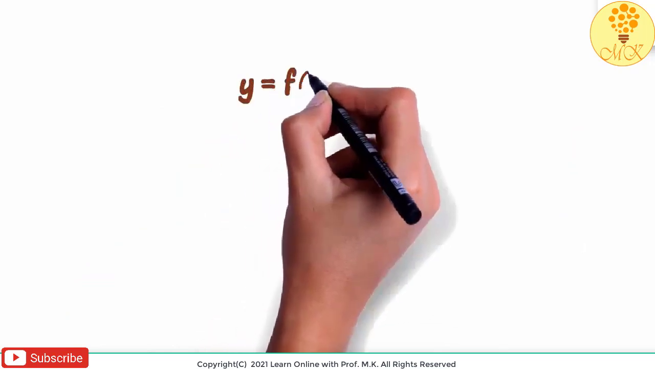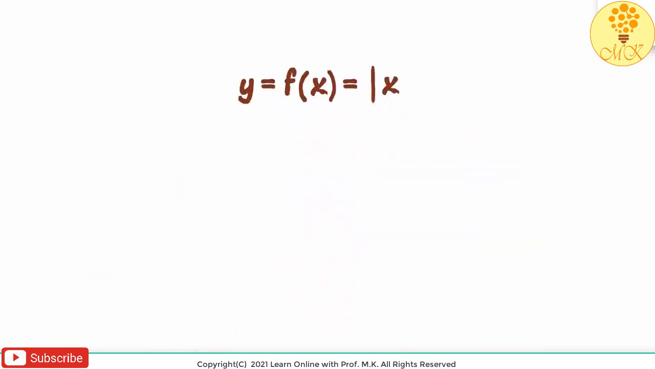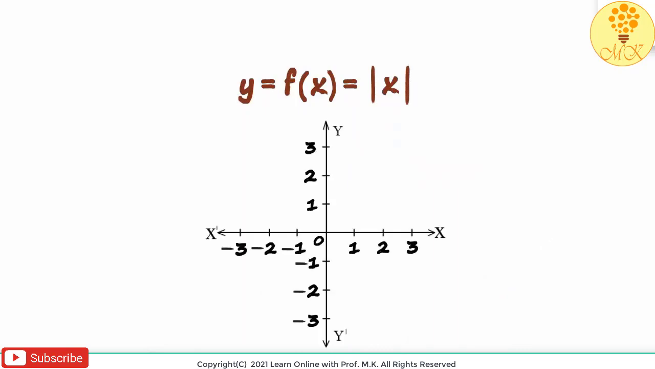The function we will look at in this session is y or f of x equal to the absolute value of x. How do we plot this on the graph? When x is 0, y as well is 0. (0, 0) will be one of the points. If x is 1, then y as well will be 1. This point is (1, 1). (2, 2) will be another point.